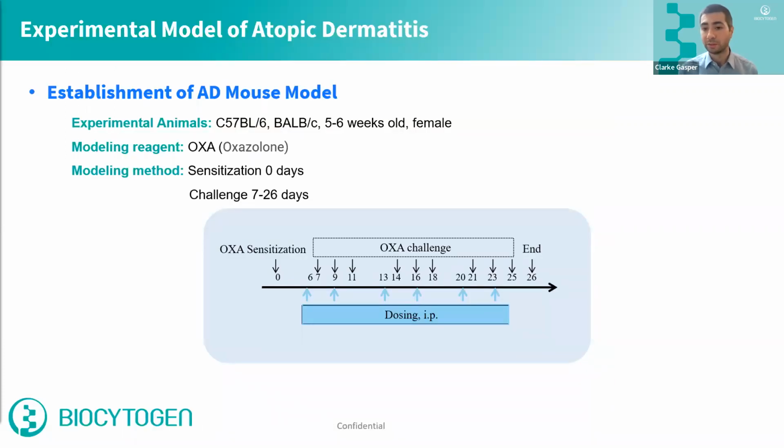At Biocytogen, we've developed a protocol to model atopic dermatitis in mice, which has been validated again in several strains. In this model, skin lesions are chemically induced using oxazolone, beginning with a sensitization period on day 0. This is then followed by challenges 3 to 4 times a week from day 7 to day 26. And treatment of the mice with therapeutics can be given twice a week, beginning on day 6.